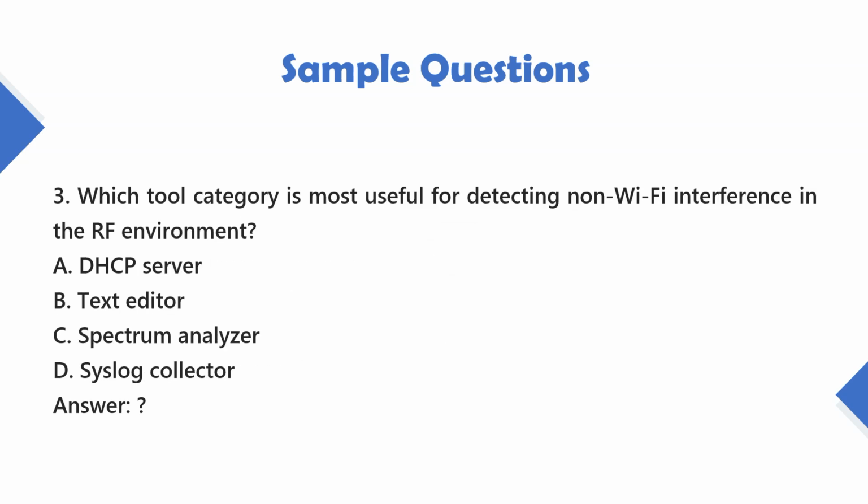3. Which tool category is most useful for detecting non-Wi-Fi interference in the RF environment? A. DHCP server. B. Text editor. C. Spectrum analyzer. D. Syslog collector.